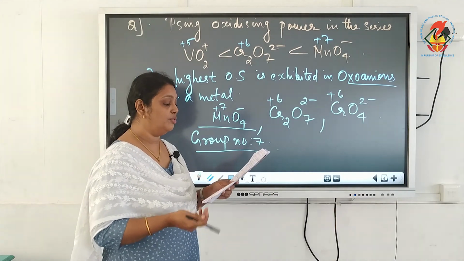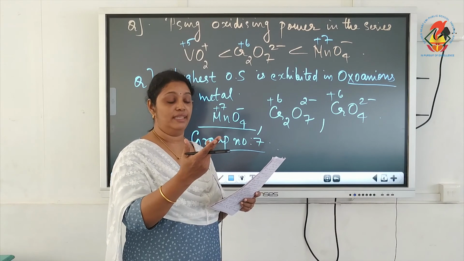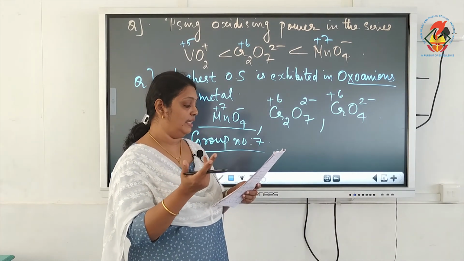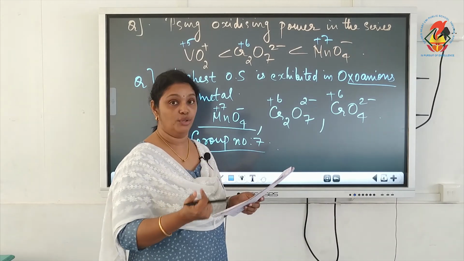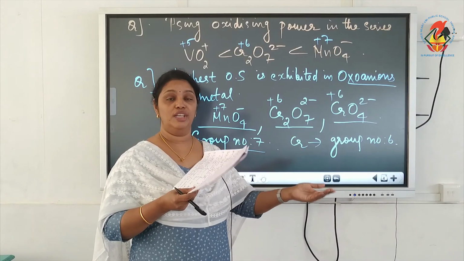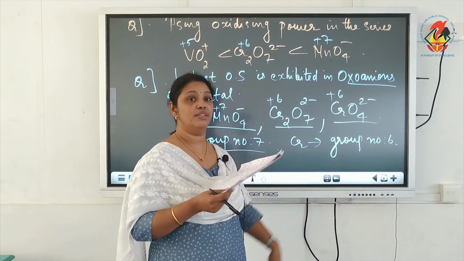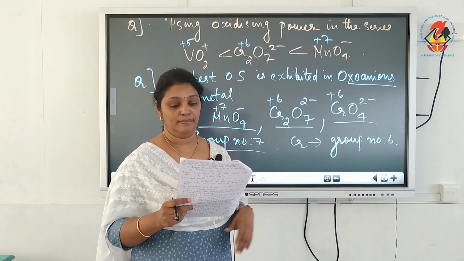Now, again, if you are asked to name an oxoanion of chromium whose highest oxidation state is equal to its group number, the answer is Cr2O7 2- or CrO4 2-, and chromium is in group number 6. Or if you are asked to name an oxometal anion of chromium whose highest oxidation number and group number are both the same, in that case you can write Cr2O7 2- or CrO4 2-. That is the answer.